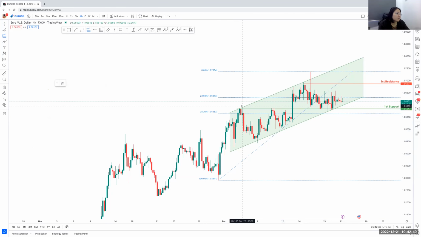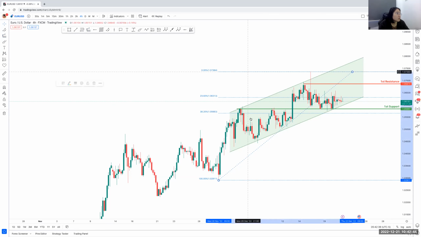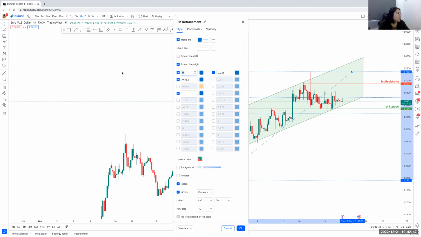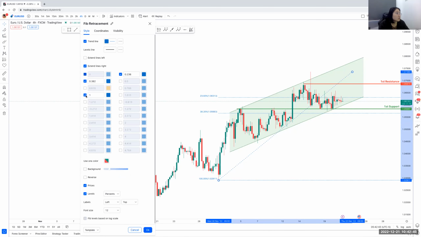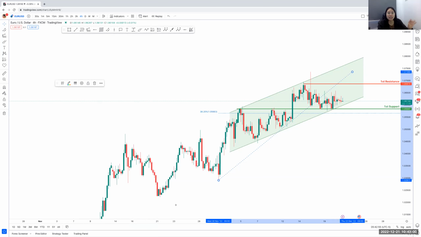So let's see. Okay, I'm going to get rid of all the levels that are not relevant to us. So 0 is not relevant to us right now, 100 is not relevant. Only 38.2 is relevant because it is nearest to our first support. So I'm going to get rid of everything else that's not relevant so that our chart looks clean and tidy. I always want the chart to be clean and tidy.